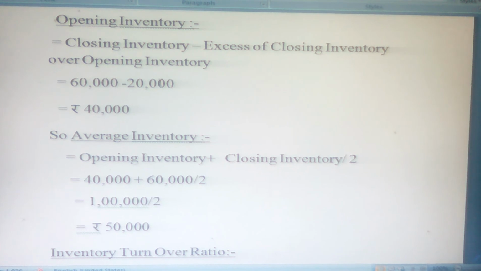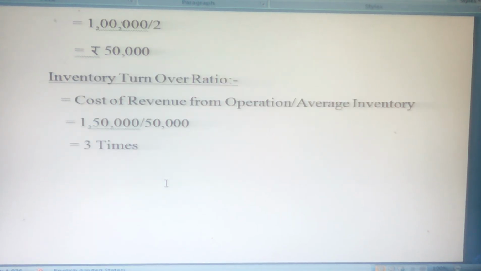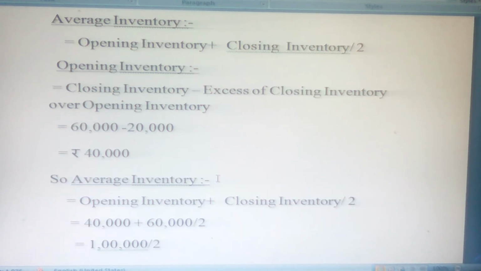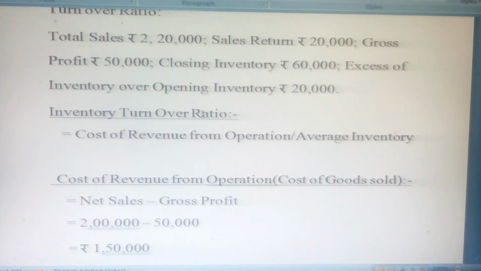Okay. See here, average inventory is 40,000 plus 60,000. Opening inventory 40,000, we just got it, then closing inventory 60,000, divided by 2. Now 1 lakh divided by 2 is 50,000. So now we got both pieces of information. Substitute in the formula: 1,50,000 divided by 50,000 is 3 times. That's the very important twist here: how to calculate the opening and closing inventory from the given information. That's this problem's example.